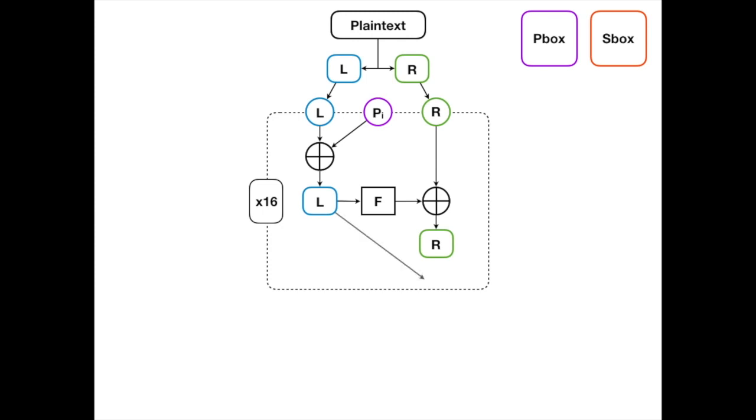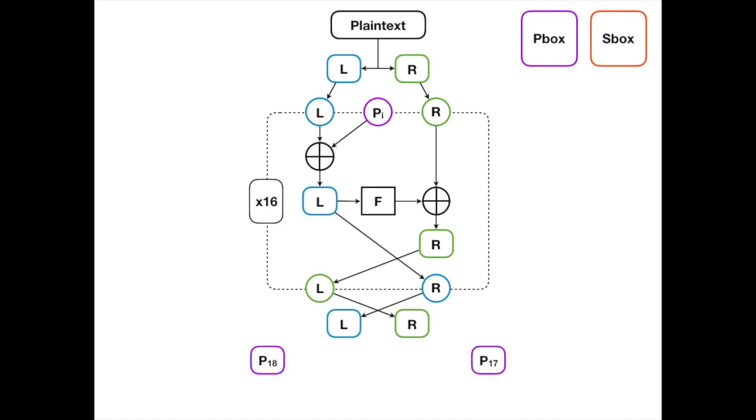Lastly, we swap L and R. Then we repeat the loop all over again. After going through the loop 16 times, we swap L and R once more. If you recall, our P box had 18 entries. We went through the first 16 in the loop, and we now have only 2 left. So we XOR R and L with P17 and P18, respectively. We then combine L and R to get our ciphertext.